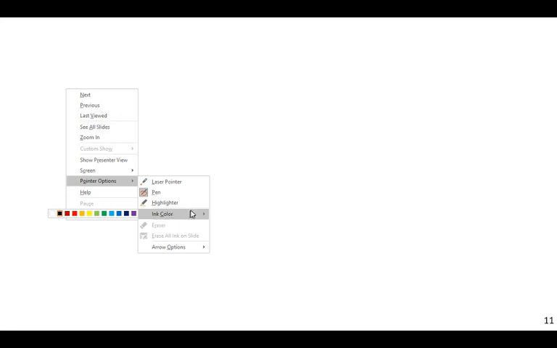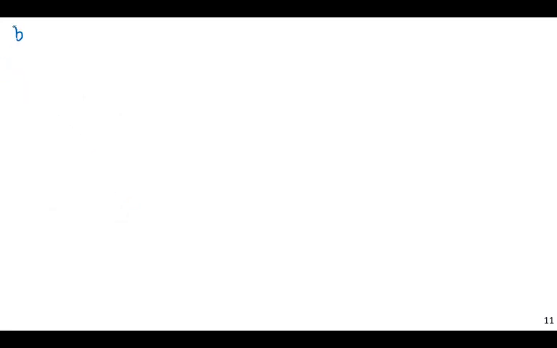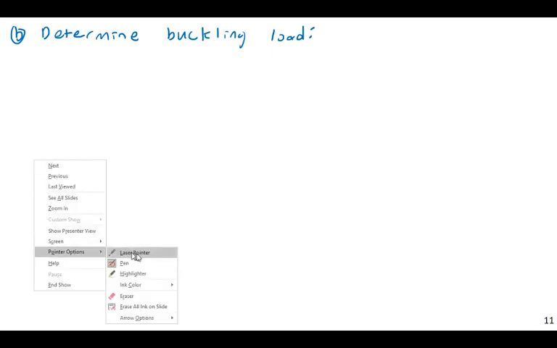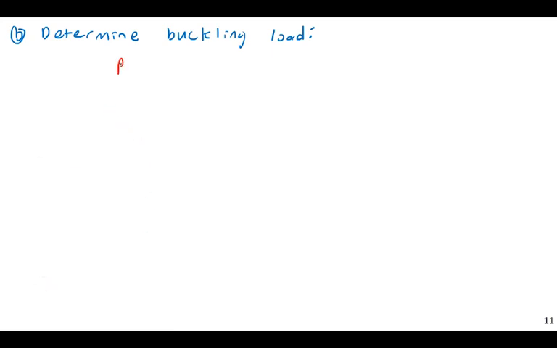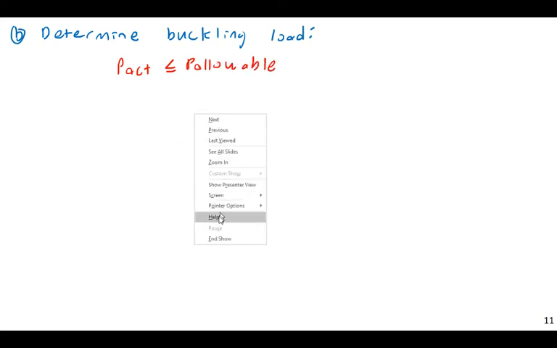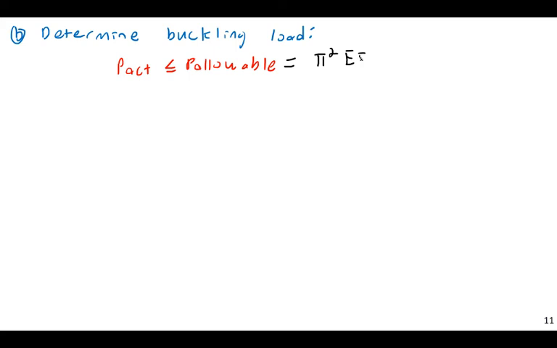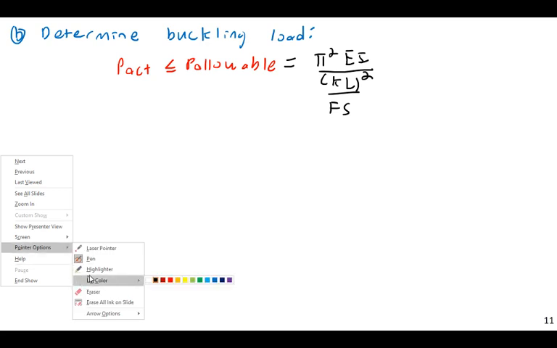Next, let us find the load to cause buckling. B, determine buckling load, or load to cause buckling. So again, we're going to use P actual is less than or equal to P allowable. And P allowable is, oh boy, this is going to be a really ugly fraction, pi squared EI over KL squared over the factor of safety. Okay, and so let us first figure out the I.